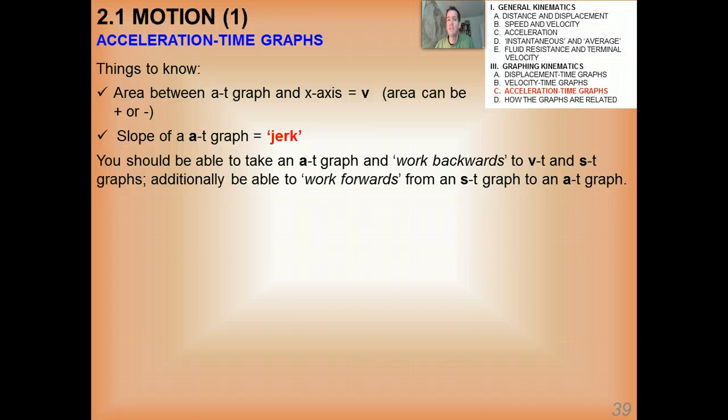You should be able to take an AT graph and work backwards to find a VT and an ST graph. Additionally, be able to work forwards from an ST graph to an AT graph, and we'll do examples of that in class of what I mean by that.